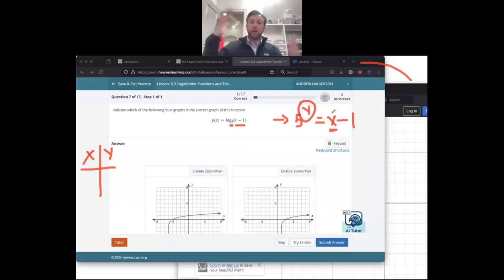Okay, so 5 squared is 25. So my x would be 26. You plug in the value of 26, you get the y value of 2. That's one set of ordered pairs. Then another set of ordered pairs would be, let's say, 6. 6 minus 1 is 5. So you pick the value of 6, and that gives you a y value of 1. Things like that is what you would do.